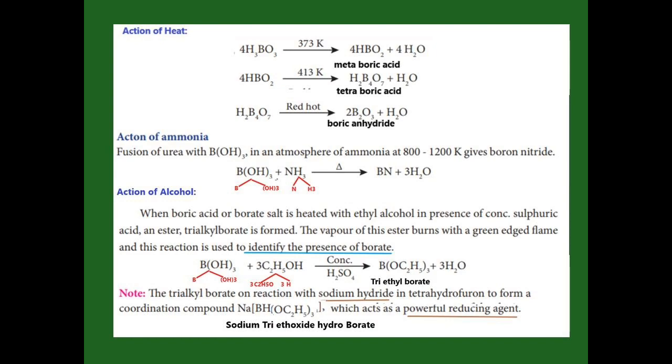Then when boric acid reacts with alcohol in the presence of concentrated sulfuric acid, it gives an ester, that is trialkyl borate. Now see the example. Boric acid reacts with 3 moles of ethyl alcohol. I split the boric acid as boron and (OH)3, and ethyl alcohol as C2H5O and H. That H reacts with (OH)3. The 3 moles of ethyl alcohol give 3 H, and these react with 3 OH to give 3 moles of water, and then the boron reacts with 3 moles of C2H5O and gives triethyl borate, formula B(OC2H5)3.